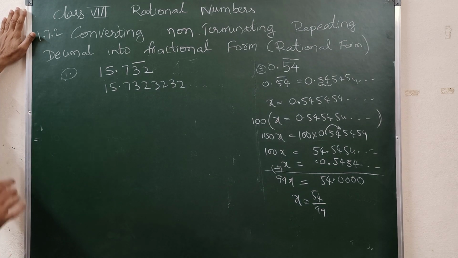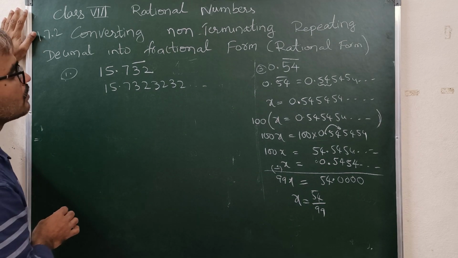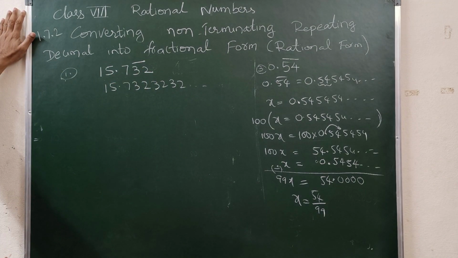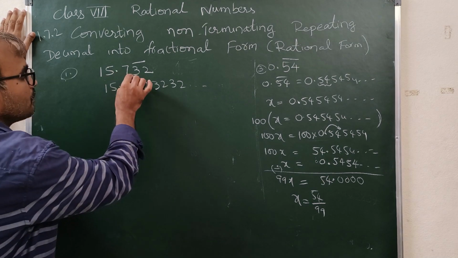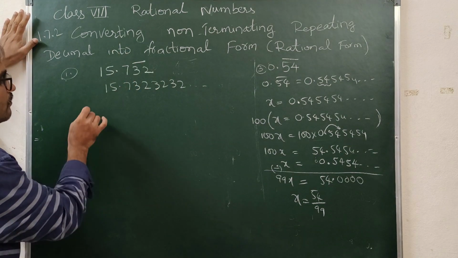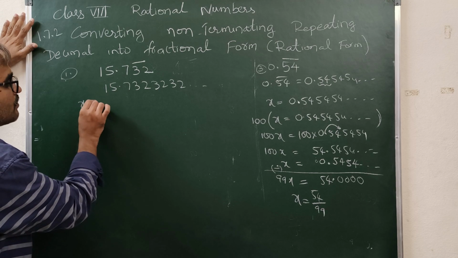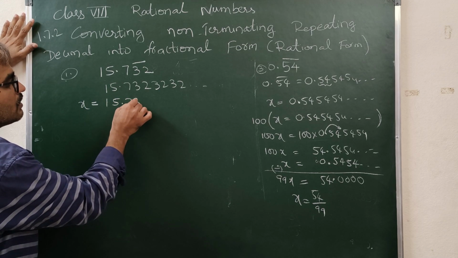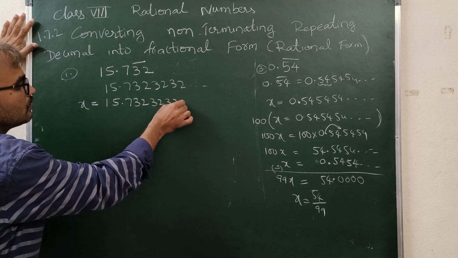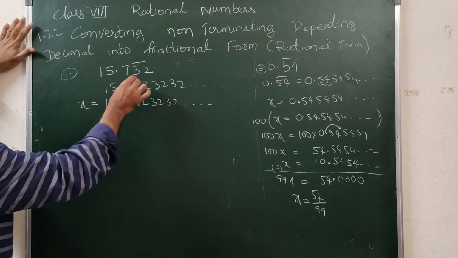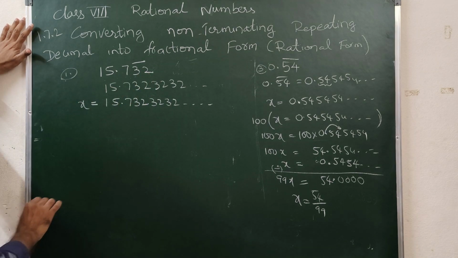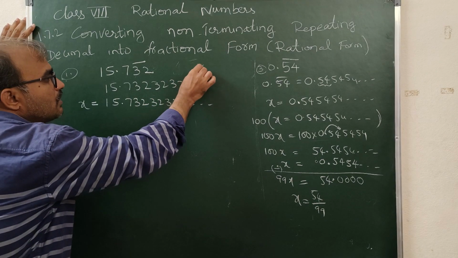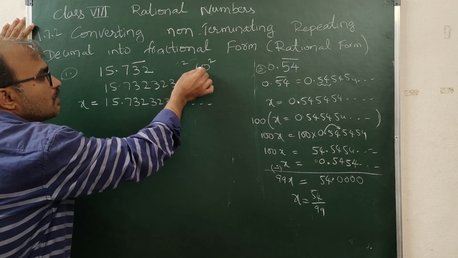And the remaining process will be same, right? Now 32 bar is there. In the repeating part there are 2 digits. First step is, consider x is equal to 15.732323232... Now in the repeating part there are 2 digits, means periodicity is 2. So you have to multiply this by 10 square.